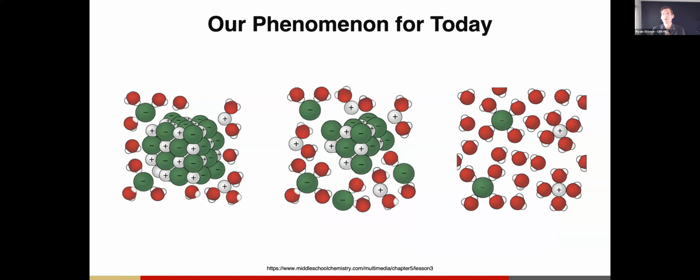Many of you are probably also thinking, oh, the beaker got warm. That's cool. That means that the interactions formed are stronger than the interactions broken, because formation of electrostatic attractions releases energy and breakage of these requires energy. That's kind of an elegant demonstration to get at a lot of the big ideas in chemistry.